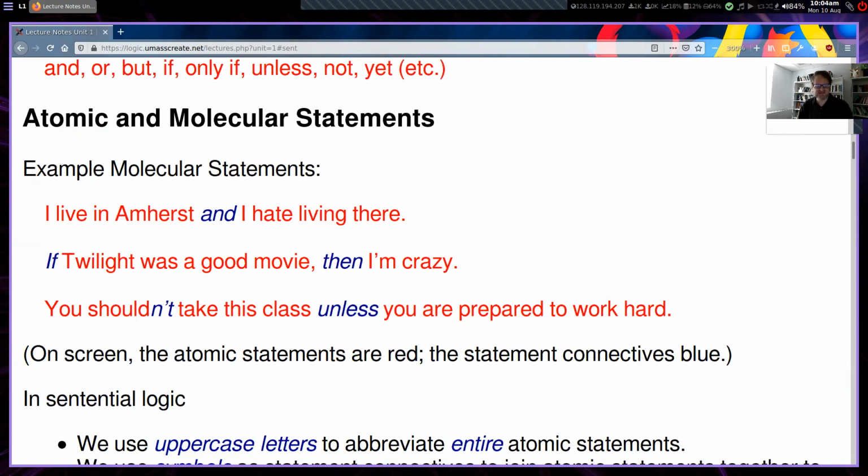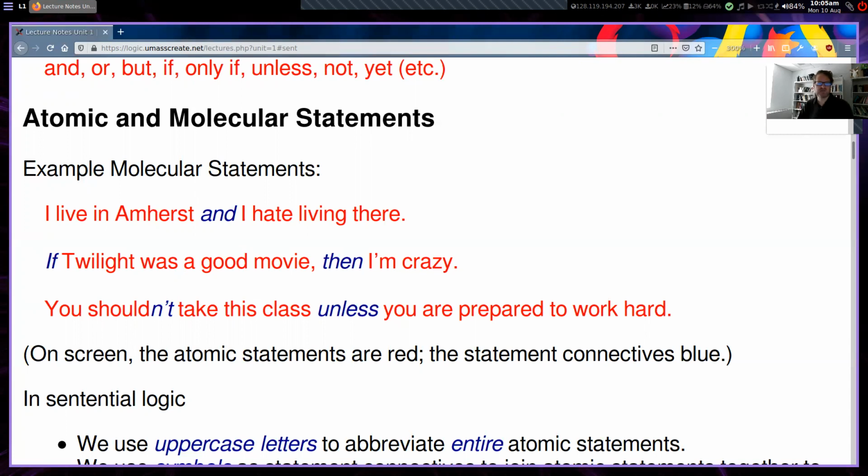You shouldn't take this class unless you are prepared to work hard. So the simple statements making this up are you should take this class, if we modify with not, then you are prepared to work hard. We join that together with the other one with unless, and we get a molecular statement. So the atomic statements are in red, statement connectives are in blue.